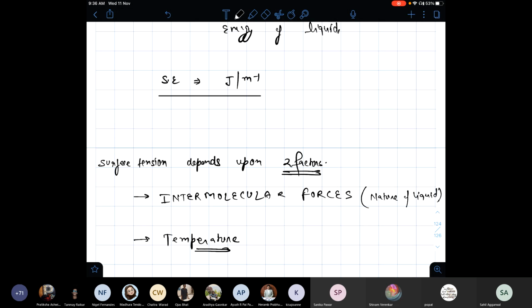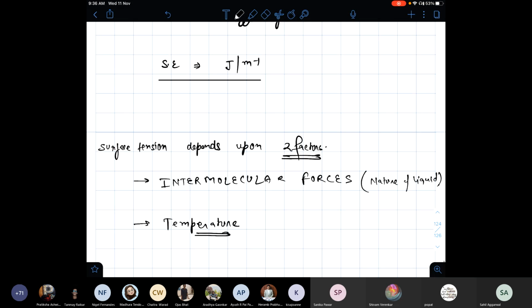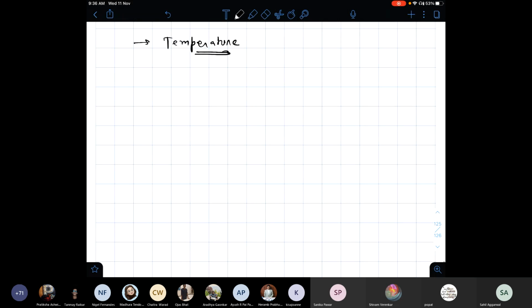How will it relate with intermolecular forces? Yash, you said intermolecular forces will be a factor. How will it relate with intermolecular forces? Directly proportional. So surface tension is directly proportional to intermolecular forces. Same questions that we have done before.